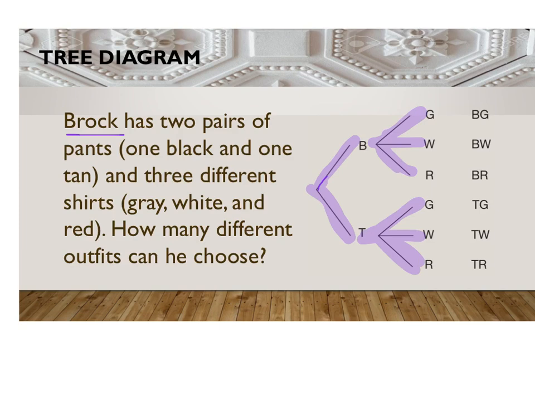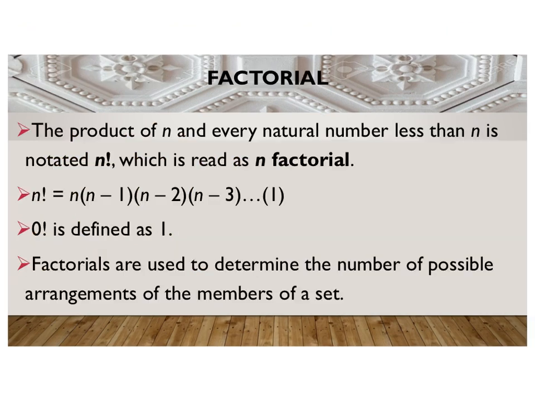Well, 1, 2, 3, 4, 5, 6. He can have black, gray. He could have black, white. He could have black, red. He could wear tan, gray, tan, white, or tan, red. And that gives me 6 possibilities. This is called a tree diagram.